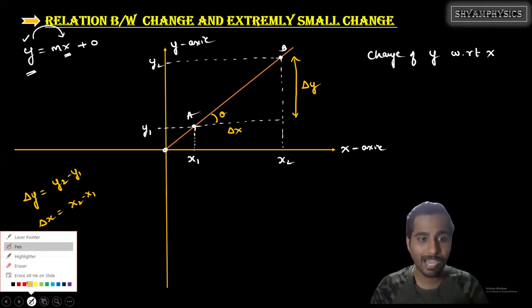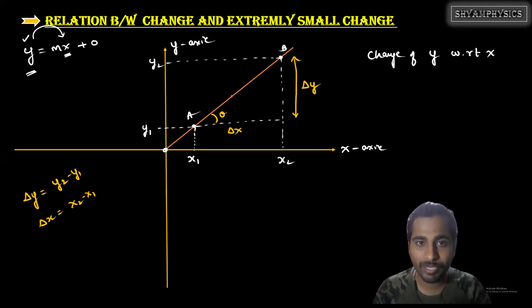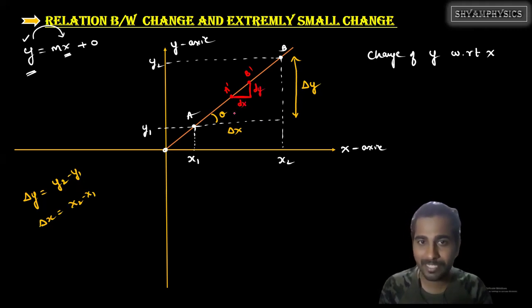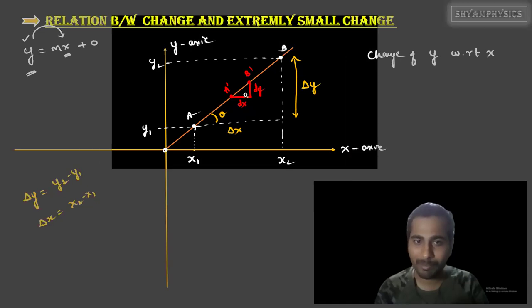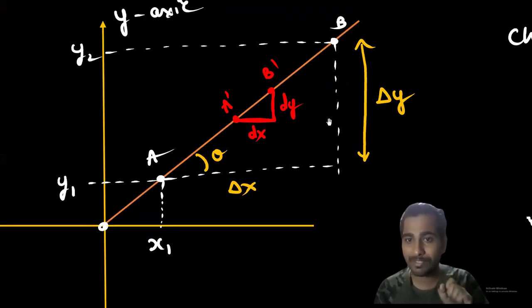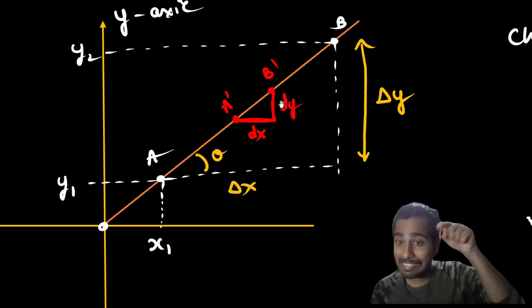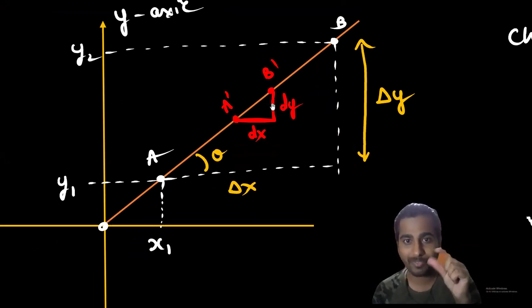For a very small change, I will take one more point here. This is a dash, this is b dash. Now if I consider this triangle, we can call this length dy, and this is dx. Can you distinguish between delta y and delta x now? Delta y is a larger change. Dy is the same function's small change with respect to a small change in x.